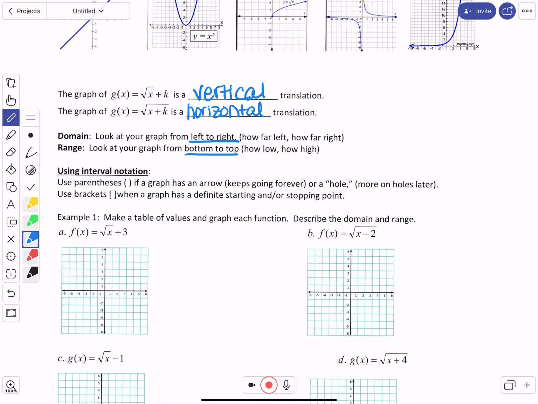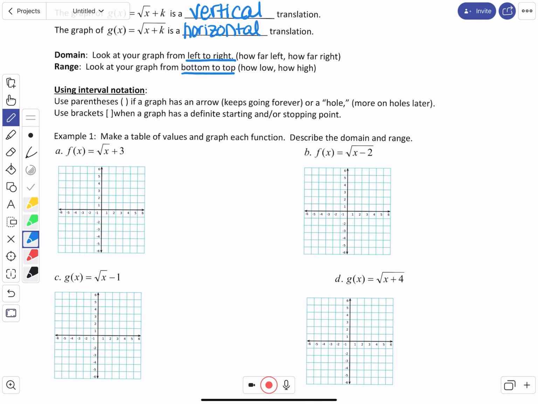Now, interval notation, you're going to use parentheses if a graph has an arrow or if it keeps going forever. And sometimes on some of the pictures of the graph, it may not have an arrow, but it looks like it's just going to run off the page. So keep that in mind when you're looking at your assignment. It may not always show an arrow, but it's just going to run off the graph. Or it may have a hole on a graph, and we'll get to holes later. We're not going to get to holes today, but we will get to holes, okay? You'll use brackets when a graph has a definite starting or stopping point.